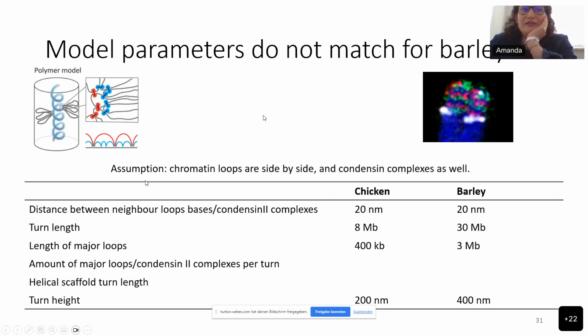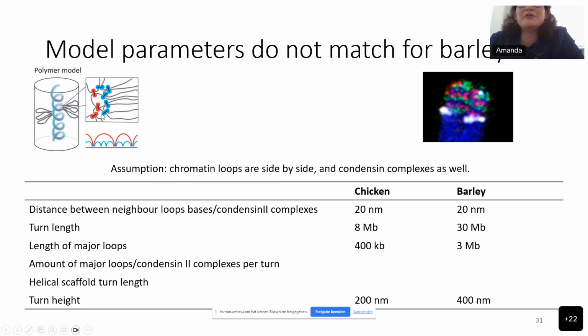And we start with this simple assumption. The chromatin loops are always side by side, and these condensin complexes too. So they form this scaffold and they need to be very close to each other. So we set this, the model proposed for chicken. They had this distance set between these bases of the loops, which is just 2 times the size of a nucleosome.